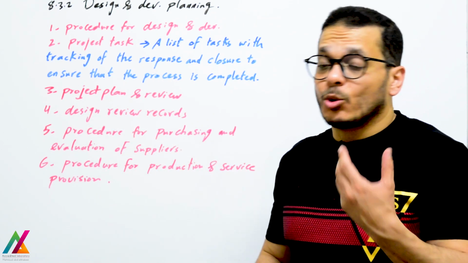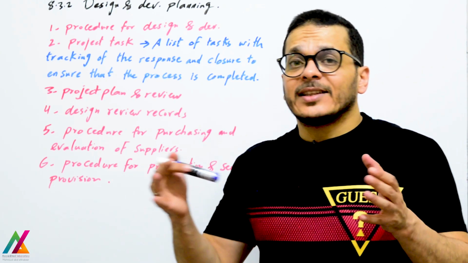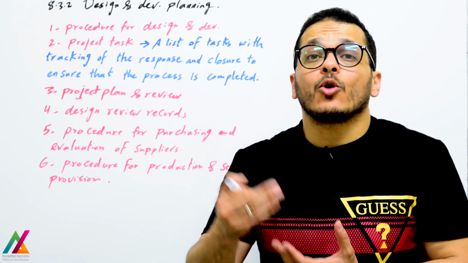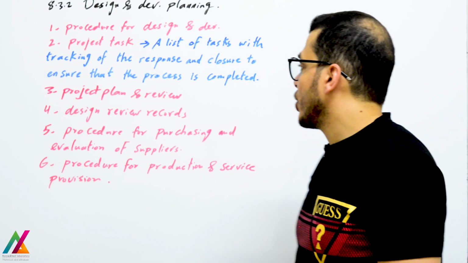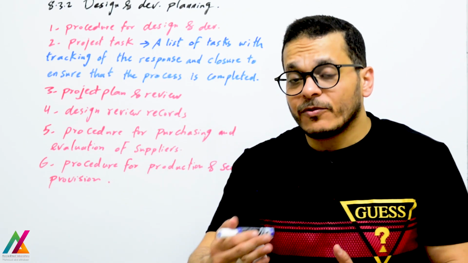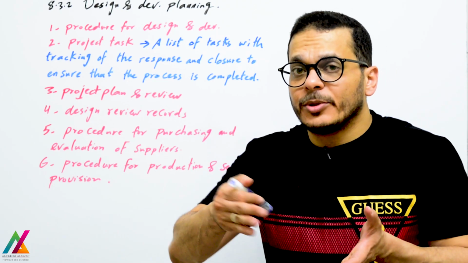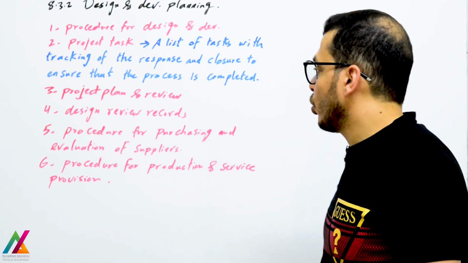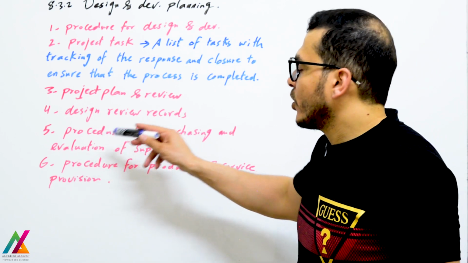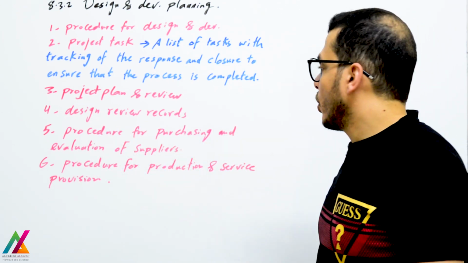Project plan: for each project there is also a specific plan, what you will do for this project, and this plan, as I said before, will differ from project to project based on the complexity, nature or duration of the project. Also the reviews, and what controls and reviews will be followed during that project to ensure that each step will be completed, verified, and validated. Also design review records, and also procedures, which will be mentioned after that in another clause.